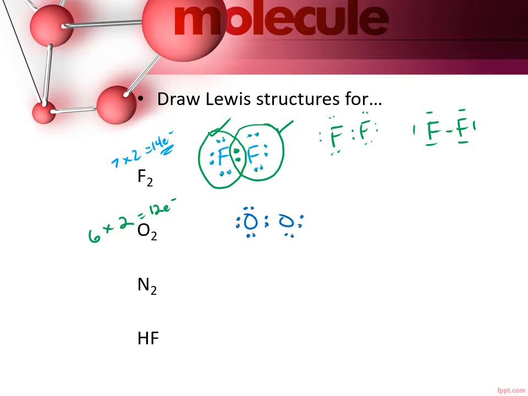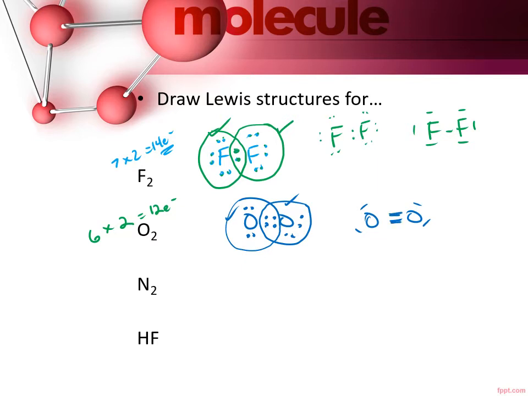Oh no, I've run out of electrons. Whatever will I do? We are going to steal from one and make a second shared pair. So now I have 1, 2, 3, 4, 5, 6, 7, 8 for this oxygen, 2, 4, 6, 8 for this oxygen. Everybody is happy. This is a double bond. We have made a double bond. This is oxygen O2, double bond.